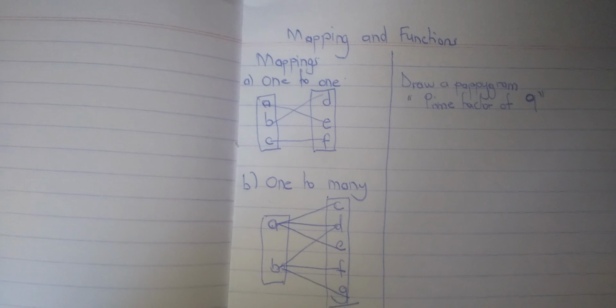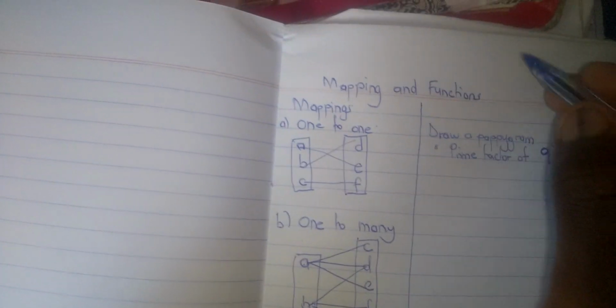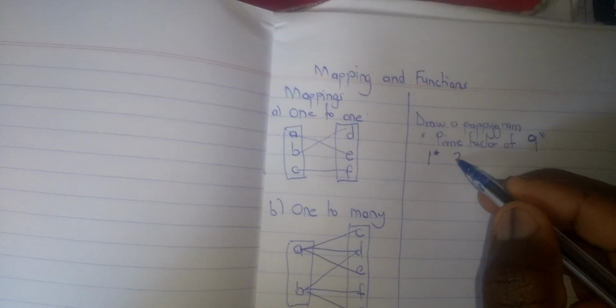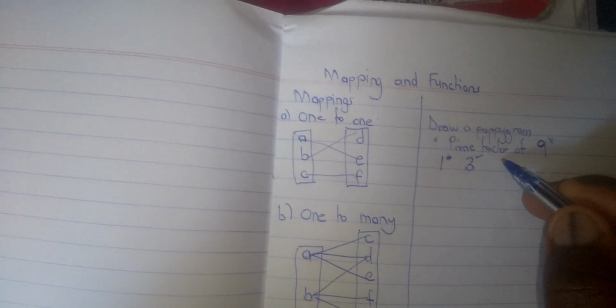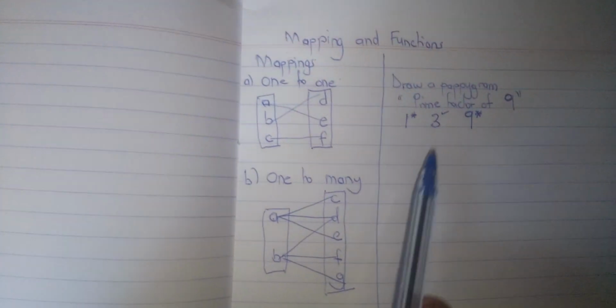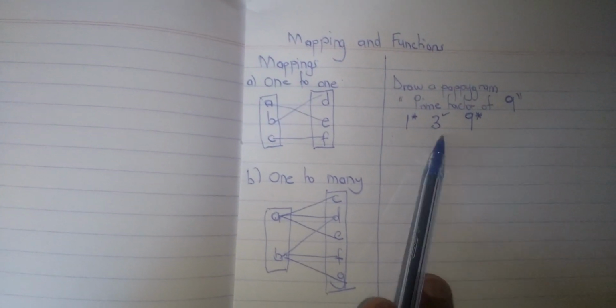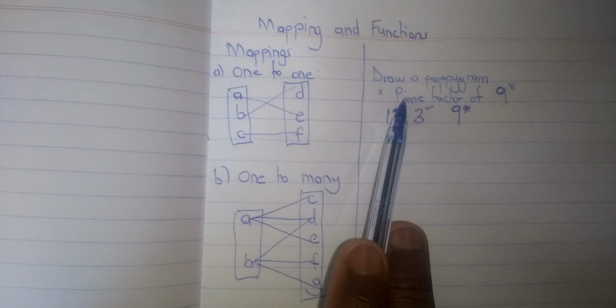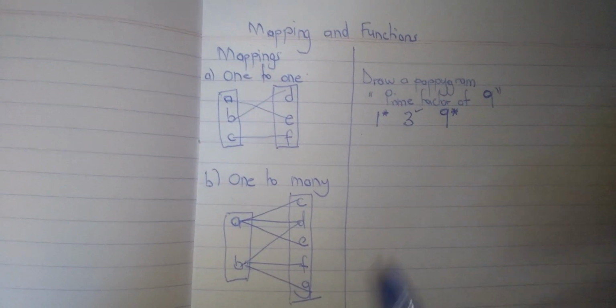But bring in the aspect of prime. Is 1 really a prime number? No. Is 3 a prime number? Yes. And then is 9 a prime number? No. The reason being, they don't have two factors. So we shall take 3 because it has two factors. So it applies for both being prime and being a factor of 9.